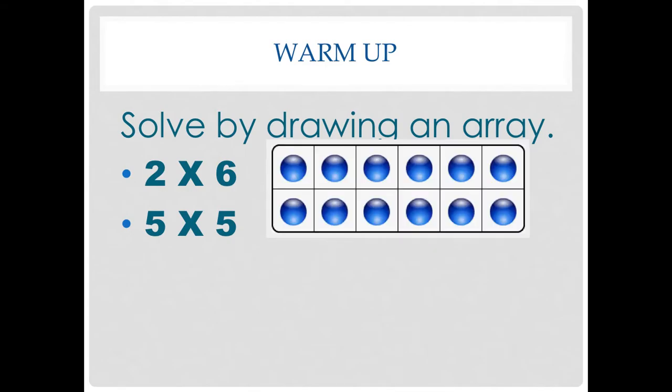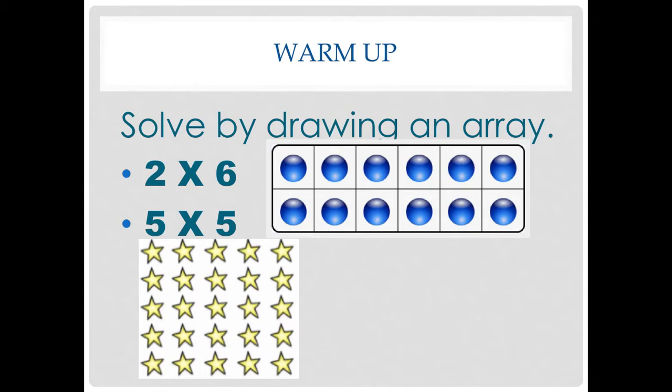So my array here has 2 rows of 6. So I have 2, 4, 6, 8, 10, 12. 2 times 6 is 12, and our array represents this. Next, we have 5 by 5. We have 5 rows of stars and 5 columns of stars. So I will skip count by 5, 10, 15, 20, 25.